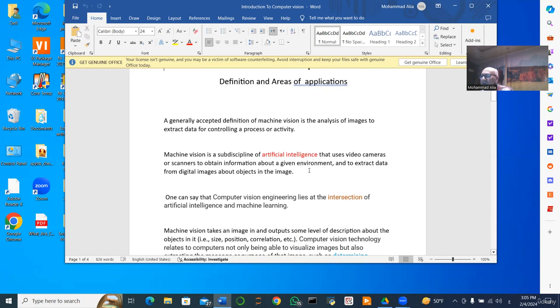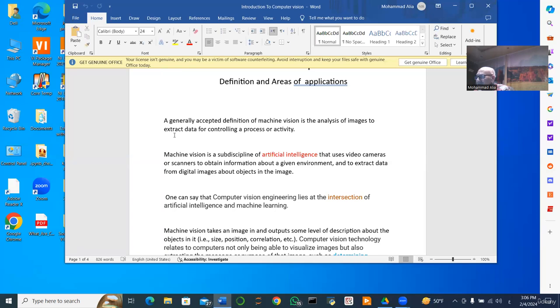Precisely, as you see here, computer vision could be defined as a subject where we study the images, acquired images, and try to extract data from them for the purpose of control of a process or an activity. Although this definition is very short and precise, I think it is sufficient to tell the listener that the computer has a vision as the human.